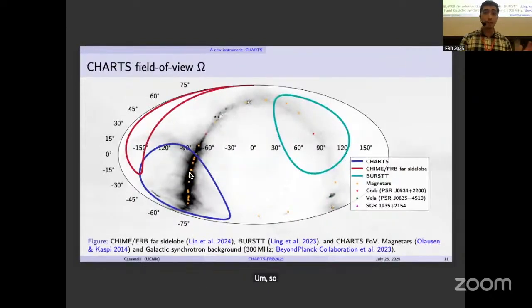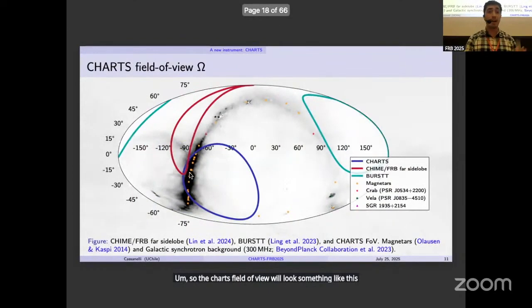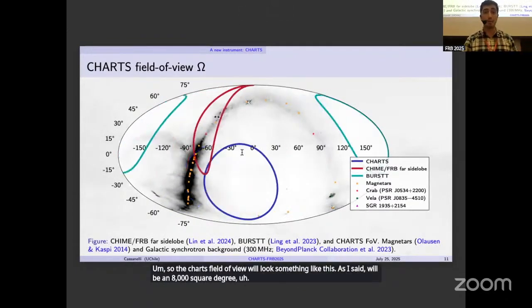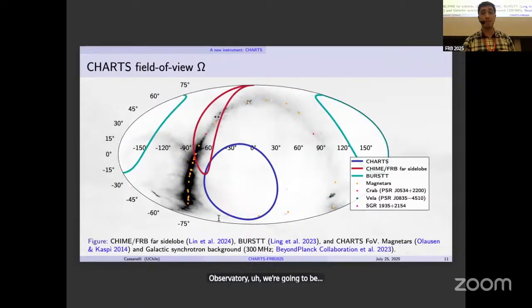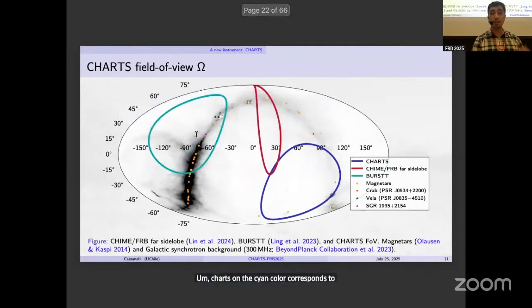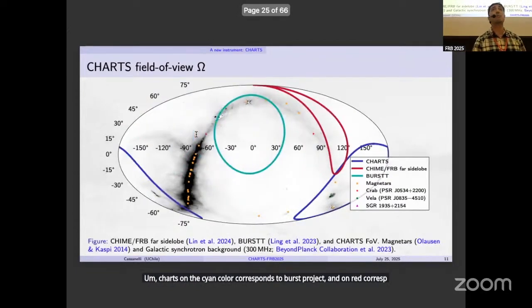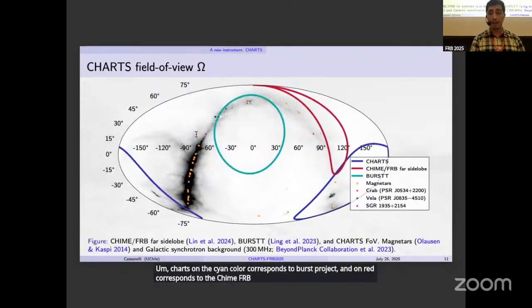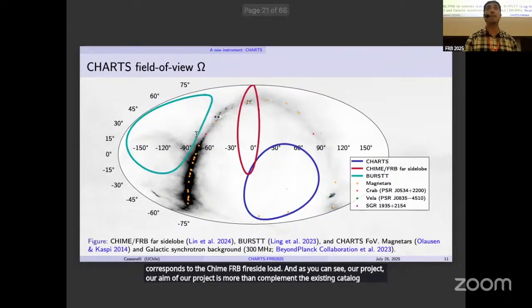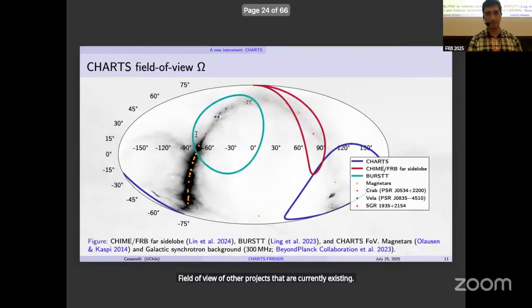So the CHARTS field of view will look something like this. As I said, it will be an 8,000 square degree observatory. The blue circle corresponds to CHARTS, the cyan color corresponds to the BURST project, and red corresponds to the CHIME FRB far side lobe. And as you can see, the aim of our project is to complement the existing catalog and the existing field of view of other projects that currently exist worldwide.